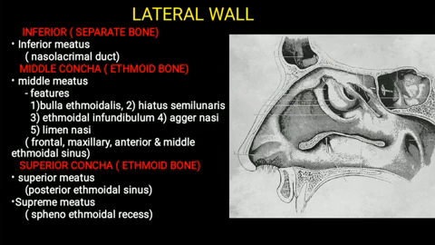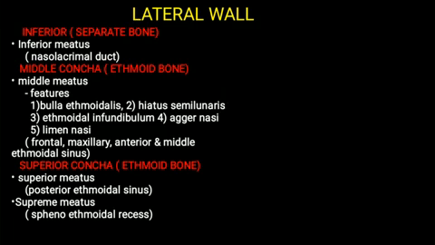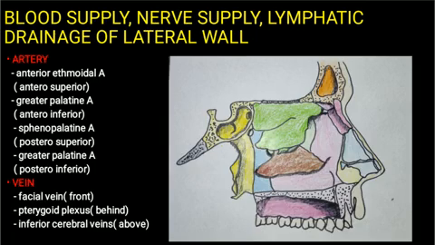The superior meatus present on the undersurface of the superior concha receives the opening of the posterior ethmoidal sinuses. Sometimes the area intervening between the superior concha and the nasal roof contains a supreme meatus, which has a depression called the sphenoethmoidal recess. This recess receives the opening of the sphenoidal sinus. Hence, the importance of the lateral wall is that all the paranasal sinuses open in the lateral wall of the nasal cavity.